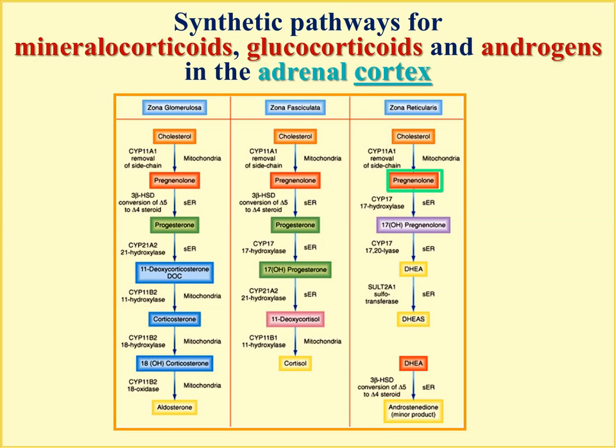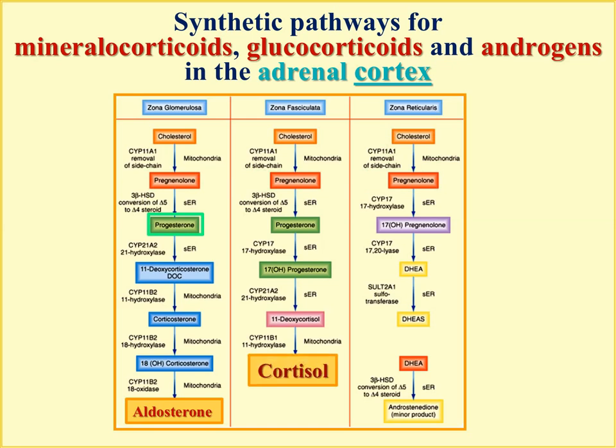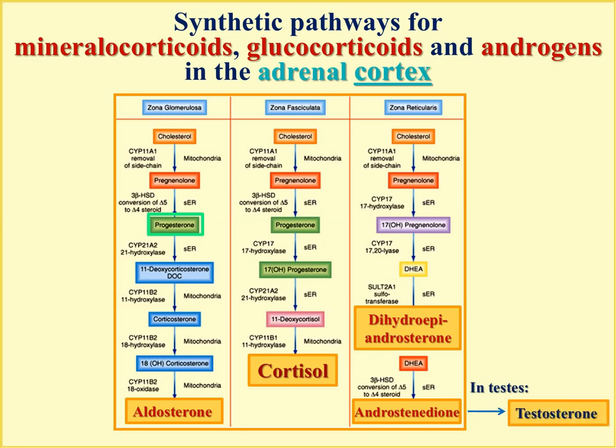Inside the mitochondria of cells, the cholesterol is converted to pregnenolone. Then there appears a little difference, and then, for example, the reticular zone starts to produce differently, and the glomerulus zone and fasciculate zone produce progesterone. And then, anyway, there is a difference. The glomerulus zone produces aldosterone, the fasciculate zone cortisol, and the reticular zone produces dehydroepiandrosterone, which is converted to androstenedione, and finally in testis it becomes converted to testosterone.